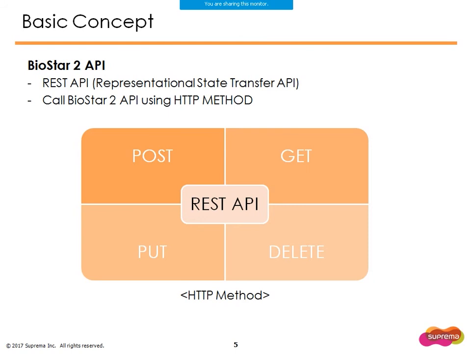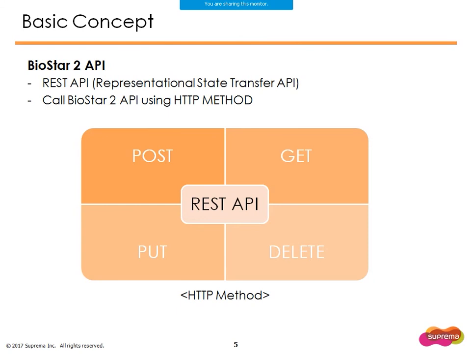Basically, Biostar 2 API is REST API, which means when you call Biostar 2 API, you have to use HTTP methods such as post, get, put, and delete. Let's look at four types of method.